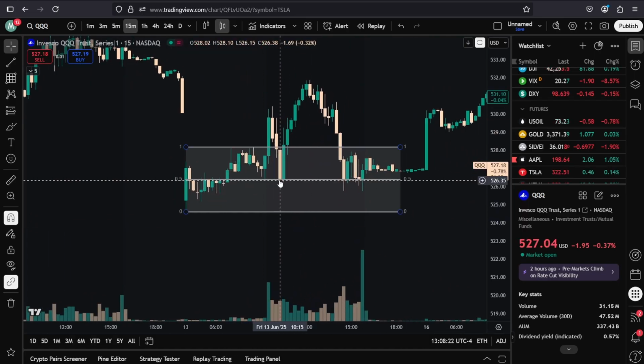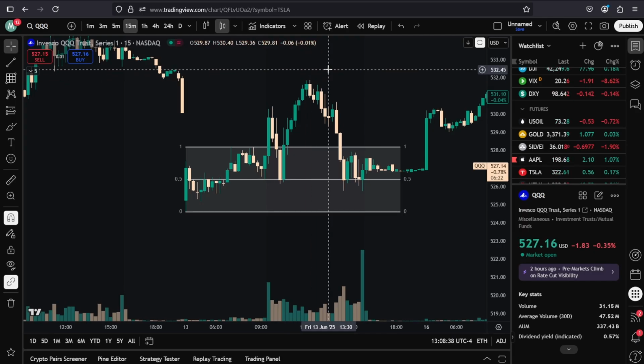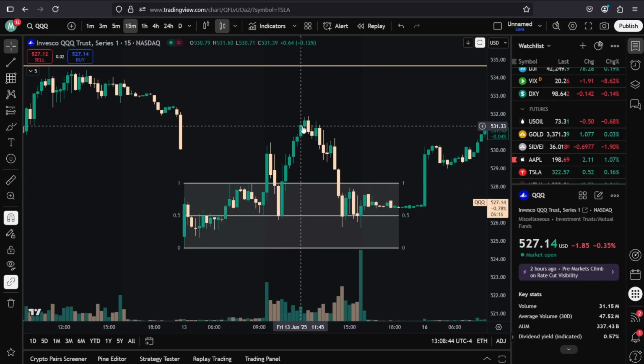In this case, I would have taken longs at about 10:15, 10:30, 2 MNQ. My stop loss was a 15-minute closure below. As you can see, price went from 526 all the way up to 531.80. It's about a 250 point move. On 2 MNQ, that's $1,000. If you take 1 MNQ, $500. Obviously, you're not going to hold it the whole way. I secure my trades for about $60 profit.